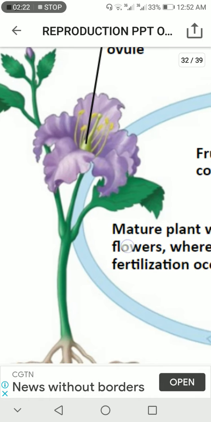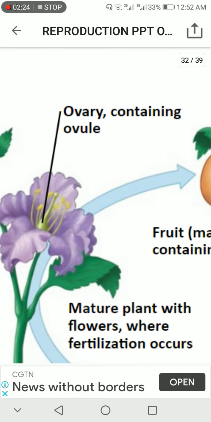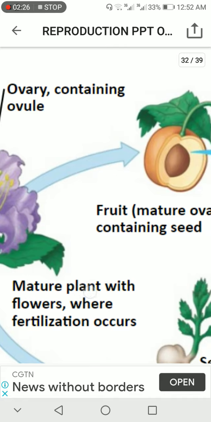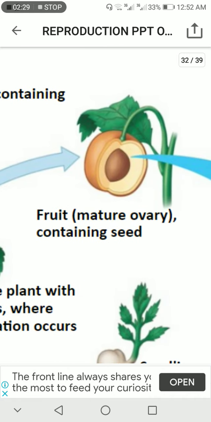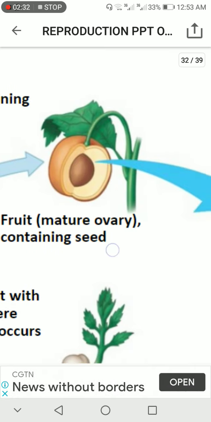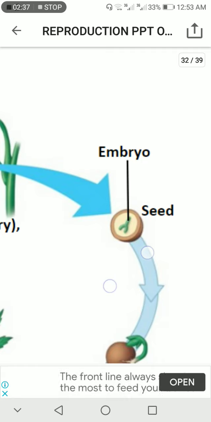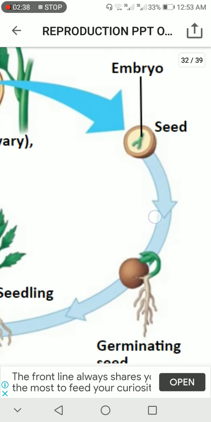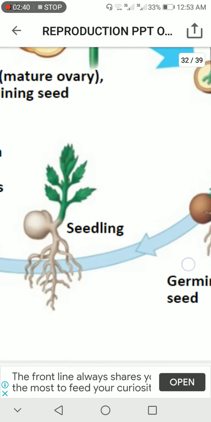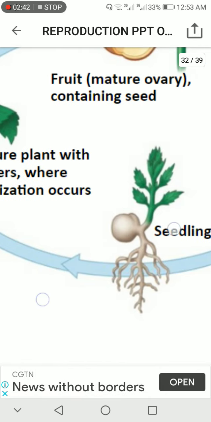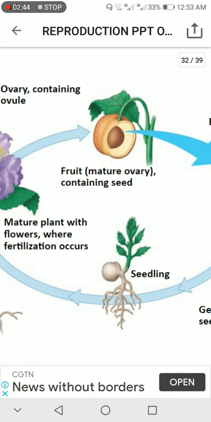You can see here that the ovule is present inside the ovary. It is maturing in the form of a fruit. The ovary wall makes the fruit, and inside it a seed is present, which is the future plant, or the embryo. This seed contains the embryo, and after germination the embryo is going to produce a seedling or a plant. In this way sexual reproduction is completed.